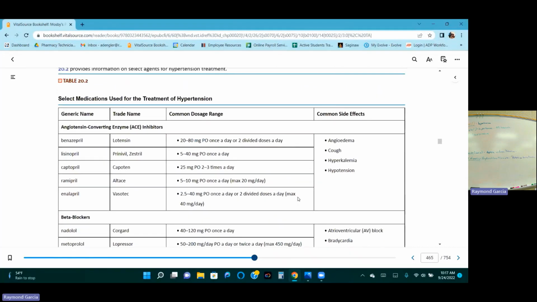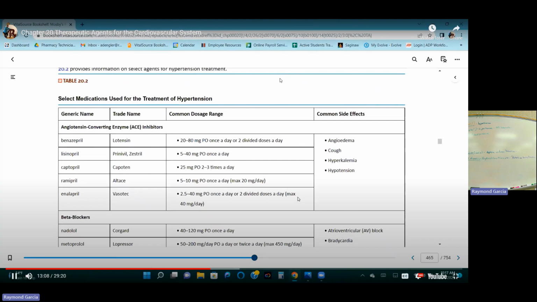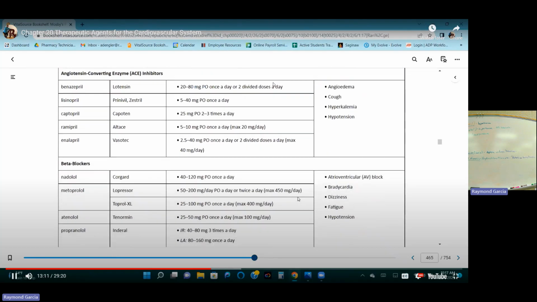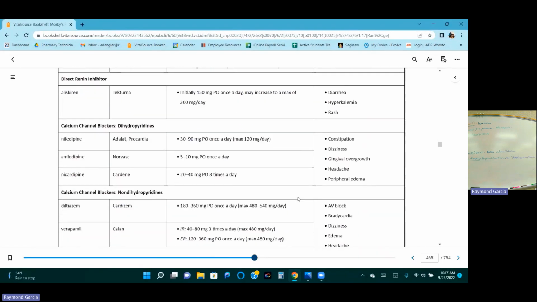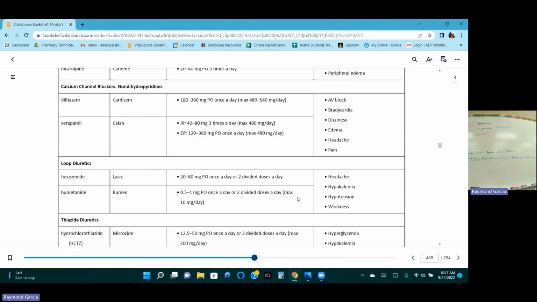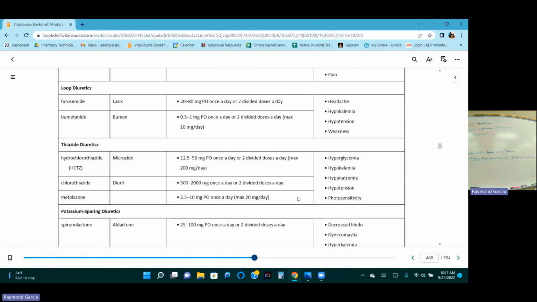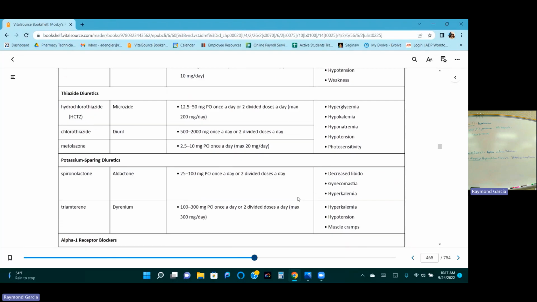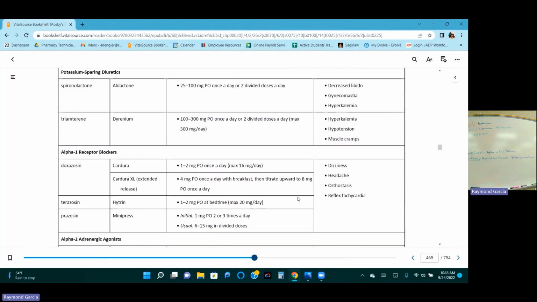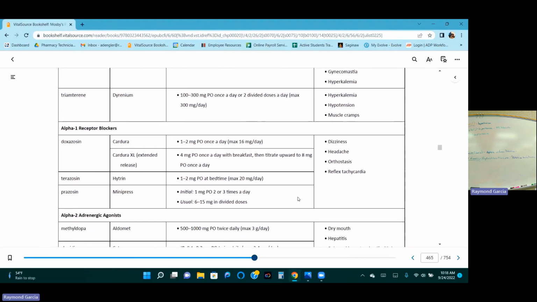Table 20.2 lists select medications used for the treatment of hypertension. We already talked about the ACE inhibitors, beta blockers, ARBs, direct renin inhibitors, calcium channel blockers. Loop diuretics, we haven't talked about yet. We have Lasix and Bumex. So 20.2 is located on 456. That'll give you a lot of help as well. Diuretics: Microzide, Diuril, metolazone. Potassium-sparing diuretics like Aldactone and triamterene.